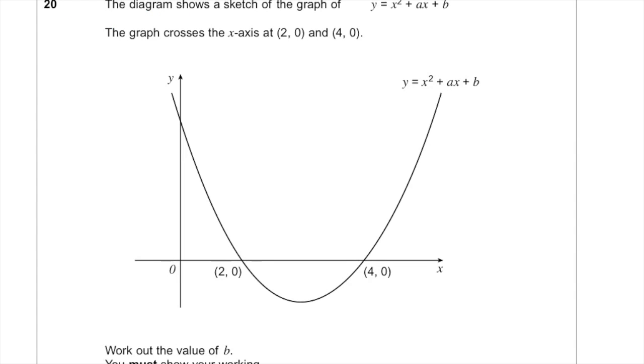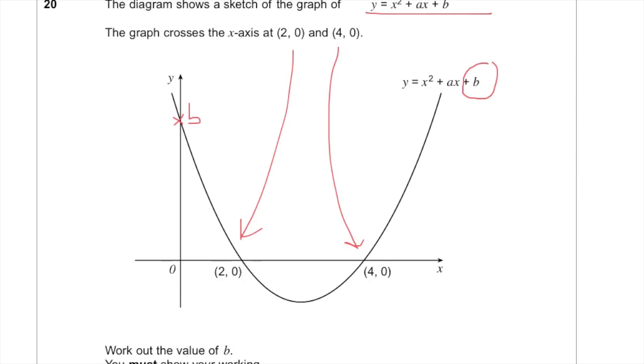Question 20. The diagram shows a sketch of the graph of y equals x squared plus ax plus b. The graph crosses the x-axis at (2, 0) and at (4, 0). Work out the value of b, which we should note is the same as the y-intercept in this case. You must show your working.